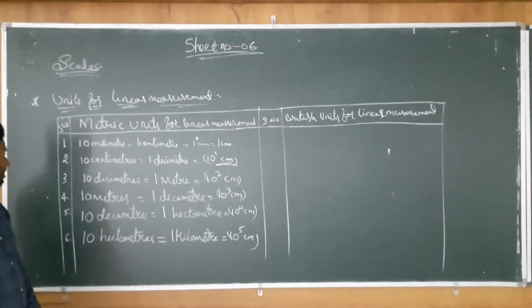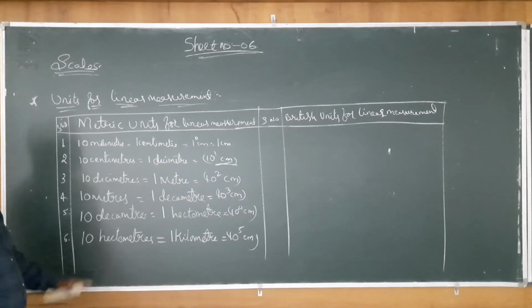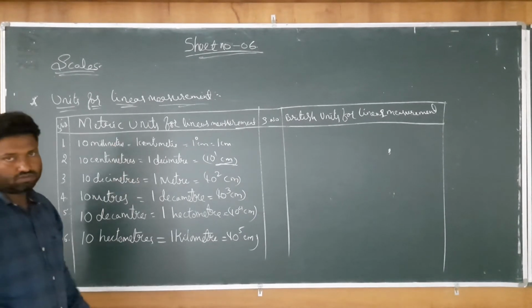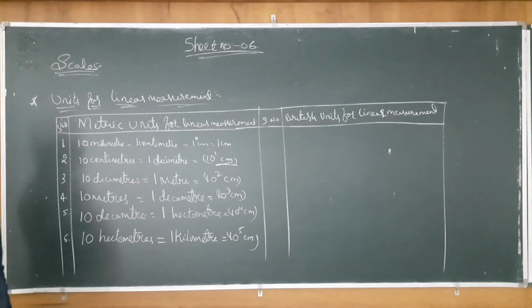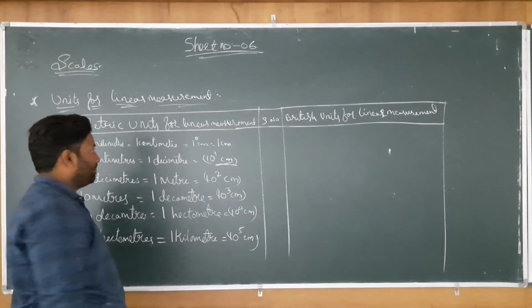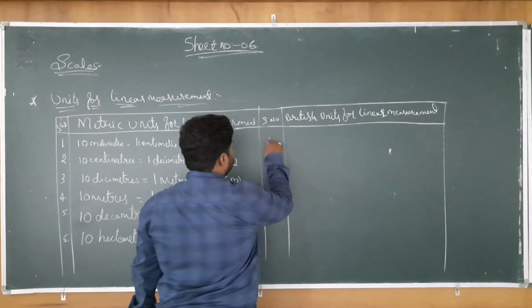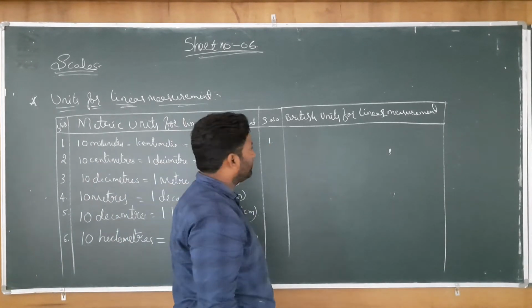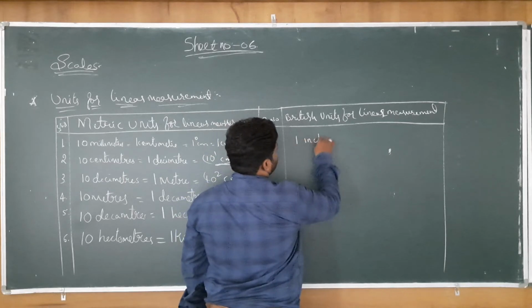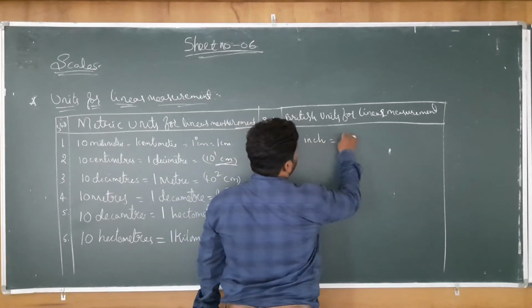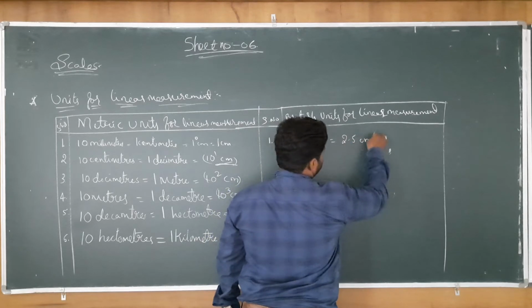So, these are the 6 units used in the metric system. Whenever we want to solve a problem, we have to remember all these units. Now, in the British units for linear measurement, 1 inch is equal to 2.5 centimeters.